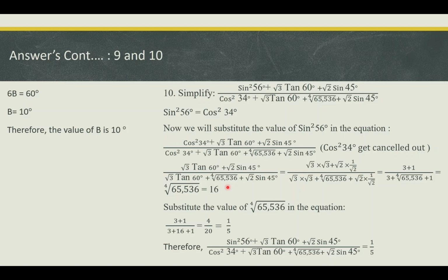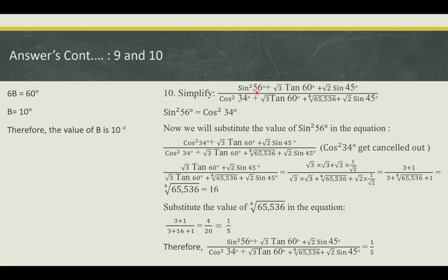Okay, so now in this equation, if you look at it just like this, you can't just cancel this out, or you can, but you have to give a valid explanation. So let's solve this equation. We will use the complementary angle relation in sine squared 56. So sine squared 56 becomes cos squared (90 minus 56), which is cos squared 34 degrees.